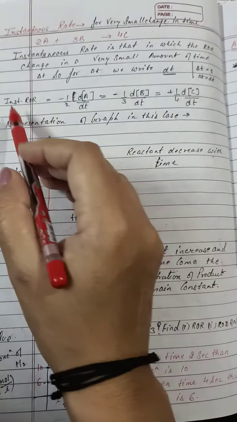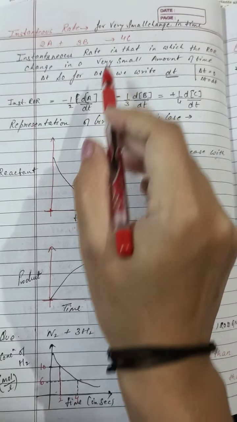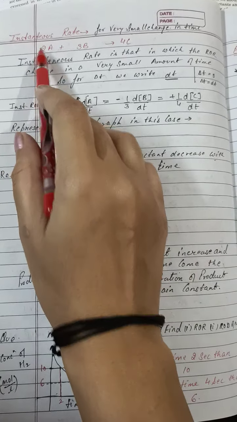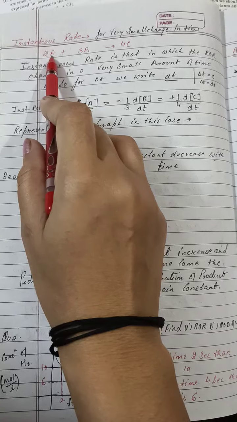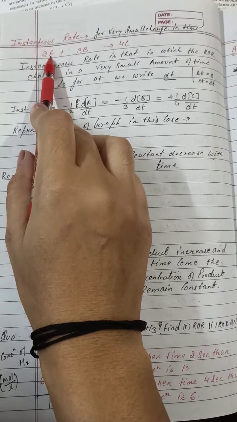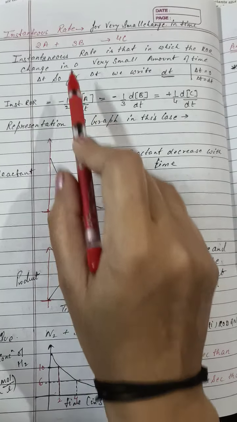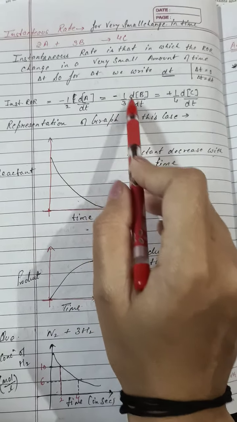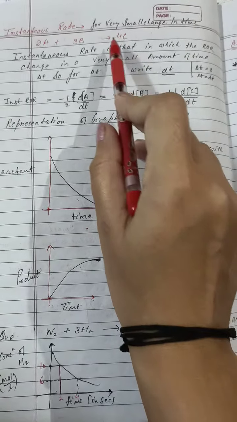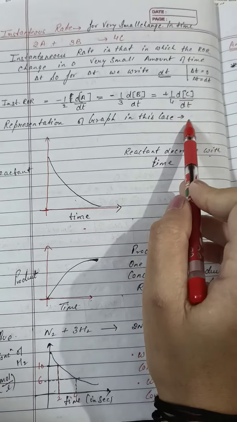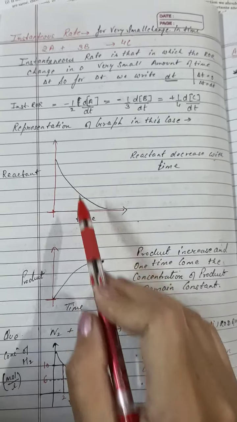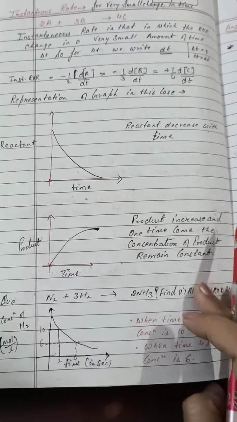For instantaneous rate of this reaction, what we will do: minus 1 upon 2 dA upon dt, where we are putting not delta but d, minus 1 upon 3 dB upon dt equals plus 1 upon 4 dC upon dt. So the representation of the graph takes place like this.